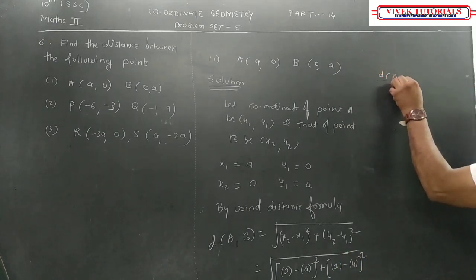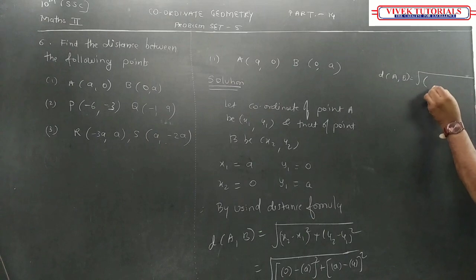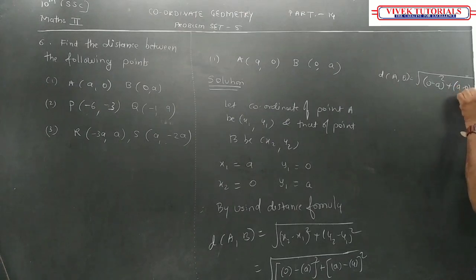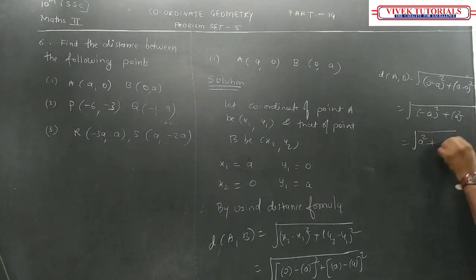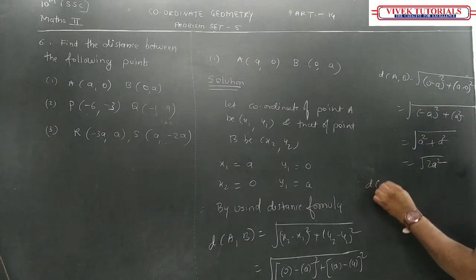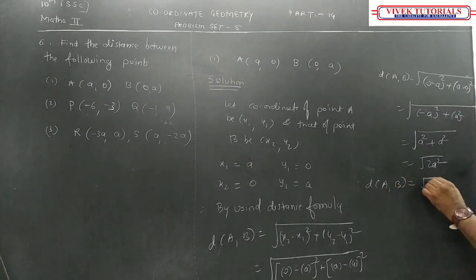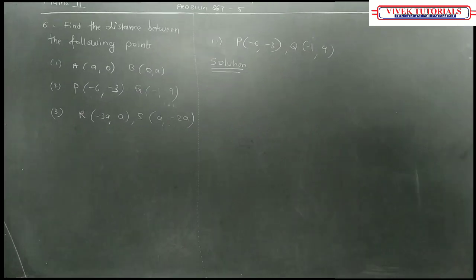So distance AB is equal to under root (0 minus a) the whole square plus (a minus 0) the whole square, that is equal to minus a square plus a square. So minus a whole square is a square only, and a square is a square, so that becomes root of 2a square. Therefore, distance AB is equal to root 2 a units. Yes, we are going to write it properly. Copy it down now. Second question.